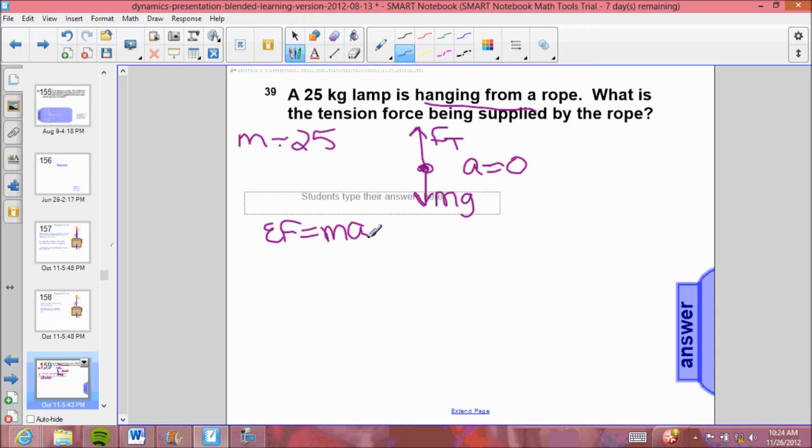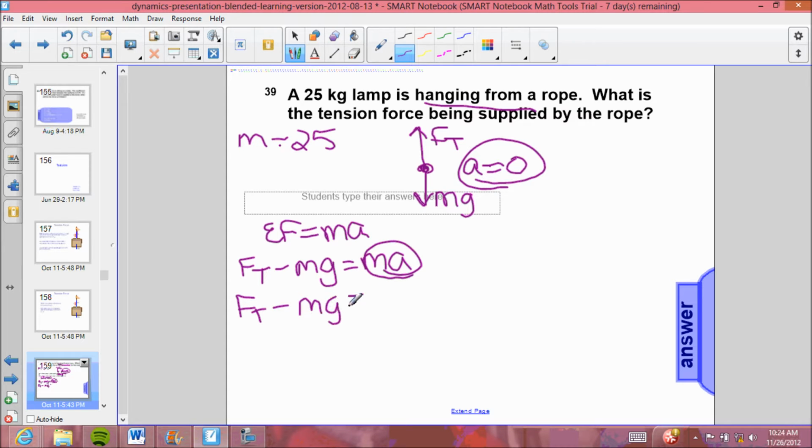And now we plug in our sigma F. Remember, sigma F is the sum of the forces. So now from our diagram, we get Ft minus mg, and the other side equals ma. Now we already said our a is 0, so 0 times anything is going to be 0. That means our Ft minus mg equals 0. And now we're solving for Ft, so we want to get it by itself. So the opposite of subtracting mg is to add it. That cancels out. Now you've got Ft equals mg, and you just have to plug your numbers in.